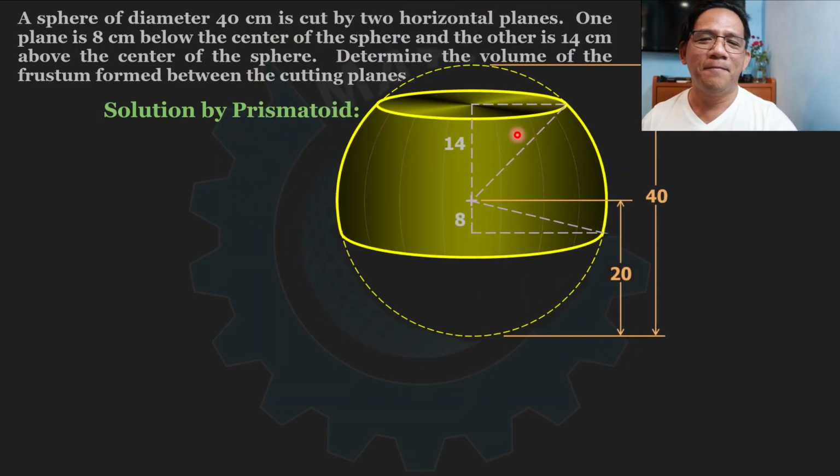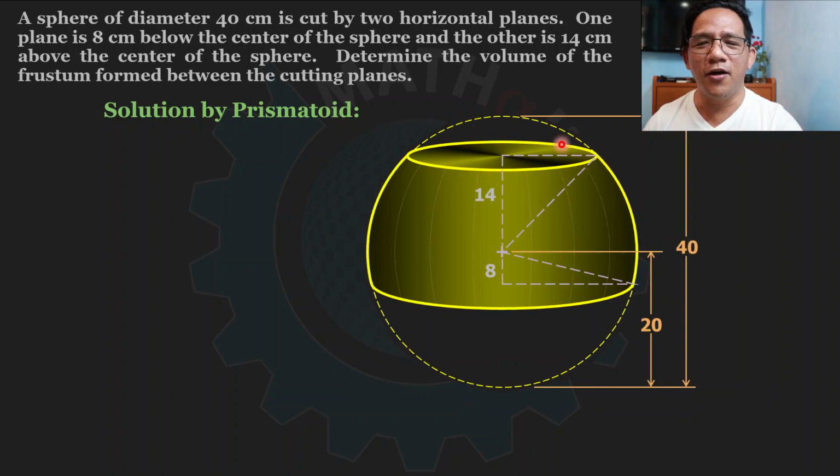Let's have this object that we are going to solve for the volume. Let us find a reference plane for our prismatoid. We choose the lowest part of the sphere, this imaginary portion here, as our reference datum. This is our datum. This is where the dimensions come from for our calculations.